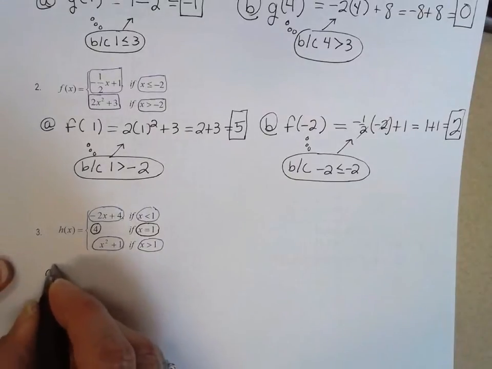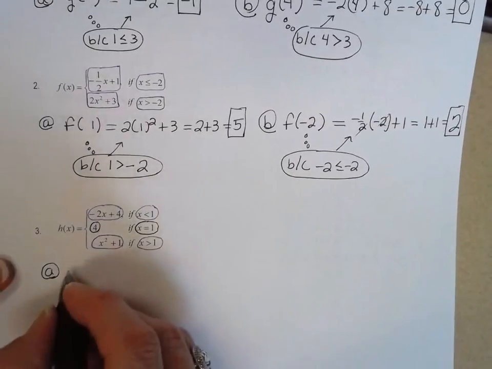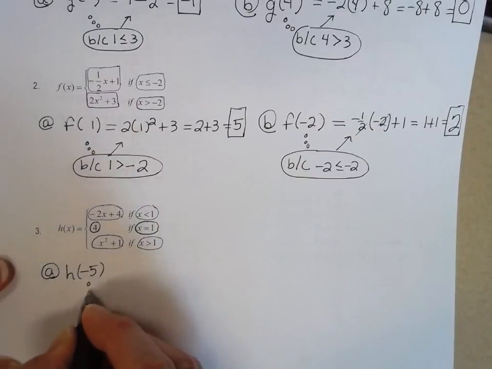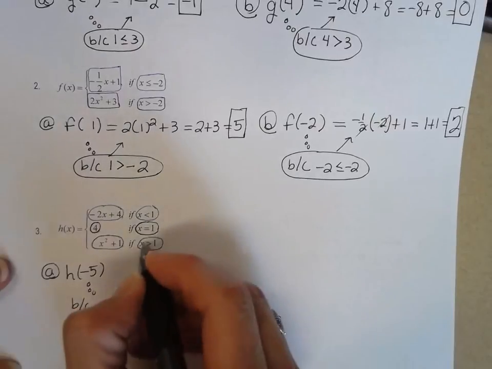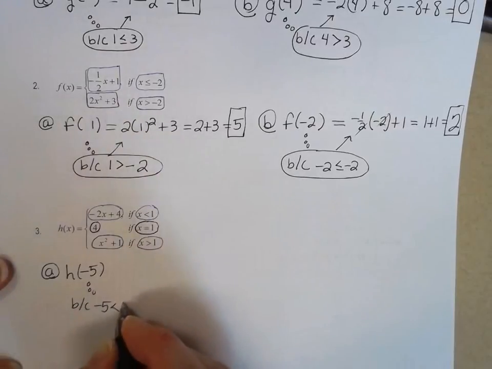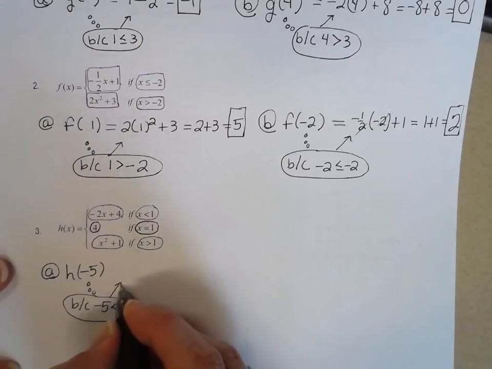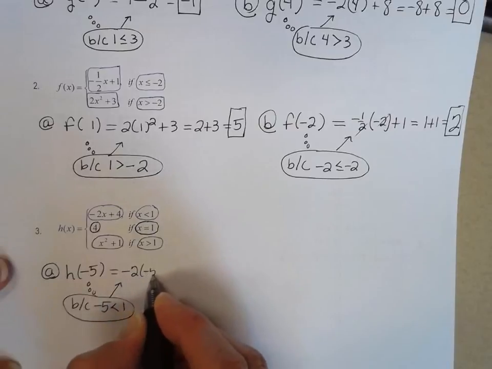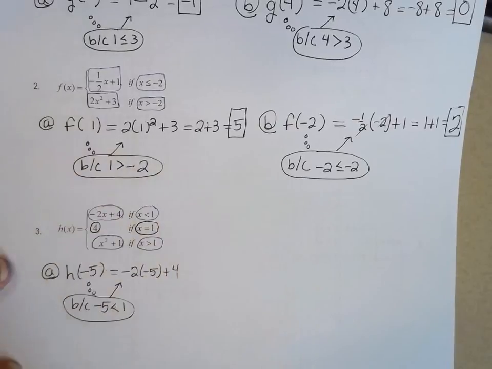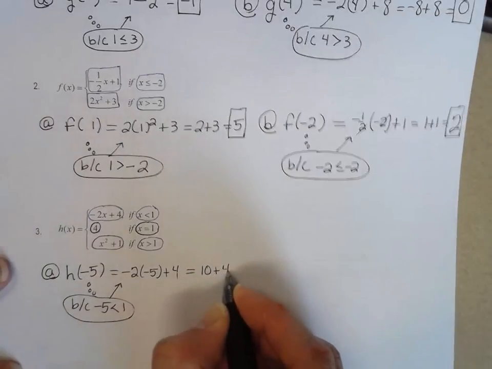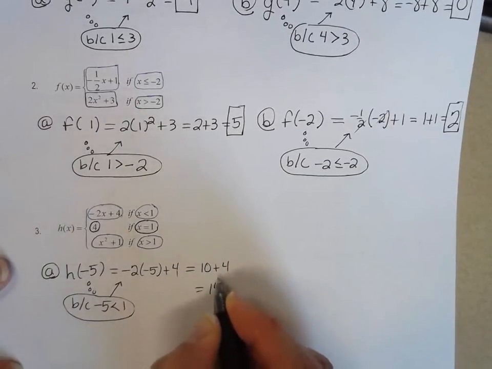So let's look at a few values. So for part A, let's evaluate h of negative 5. Okay, again here, because negative 5, I look at my conditions, it is less than 1. That's the rule that's satisfied. That tells me to plug into the negative 2 times negative 5 plus 4. So I have 10 plus 4, so 14.